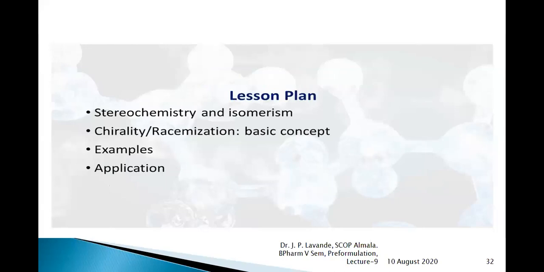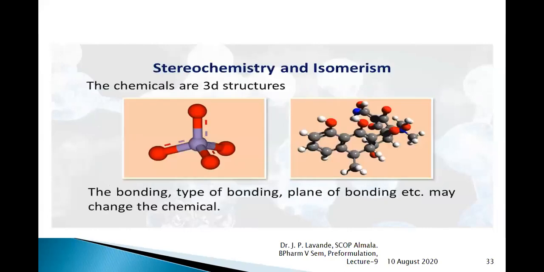So our lesson plan will be the study of stereochemistry and isomerism. We have to understand what racemization is, what chirality is, the basic concept of it, then examples and the applications.